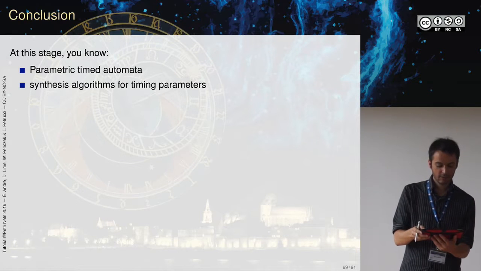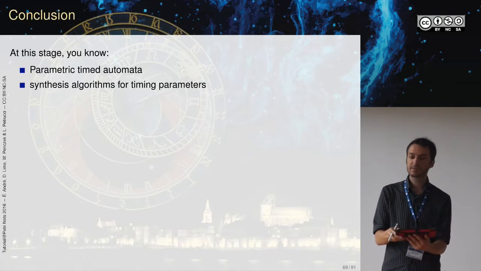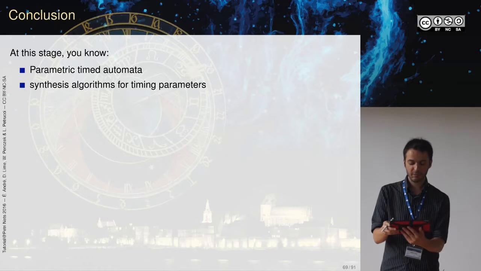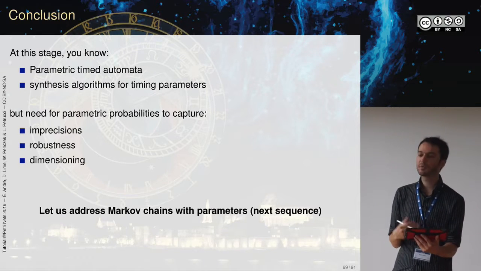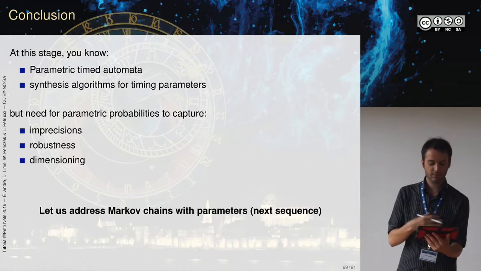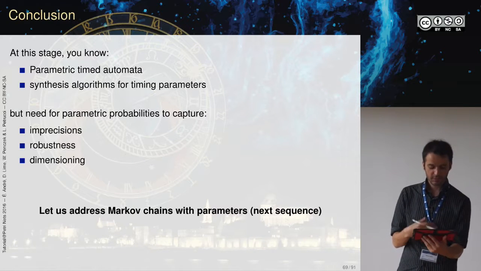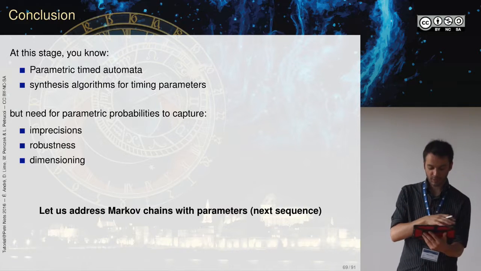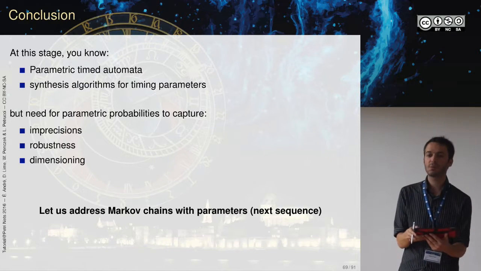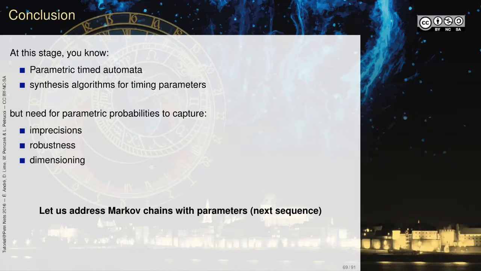So at this stage, you know parametric time automata and synthesis algorithms for timing parameters, and we also need now parametric probabilities to capture imprecision, robustness, and dimensioning. So in the next session, we will see parameters as probabilities, and more precisely, we will address Markov chains with parameters.